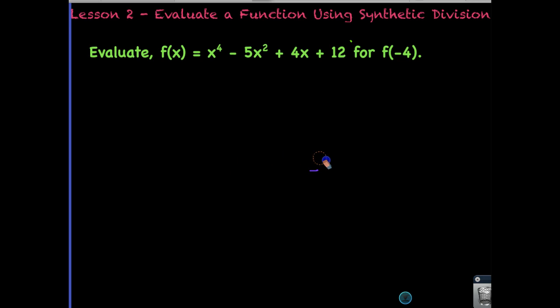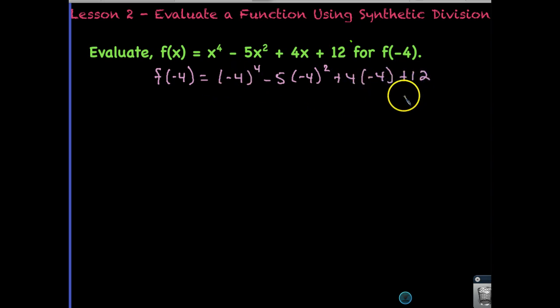In this situation, we have a function, and we want to evaluate it for f of negative 4. So in the past, what you would probably do is substitute negative 4 in for all your x's. So it would look something like this. That's a lot of math that you will have to do, and you certainly won't be able to do that in your head. You'll have to use your calculator. So we have something called synthetic division that will help to eliminate all that math that you have to do in your calculator. So let me show you how to get started.